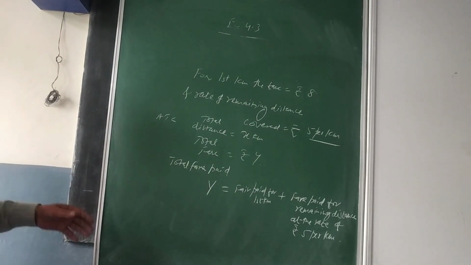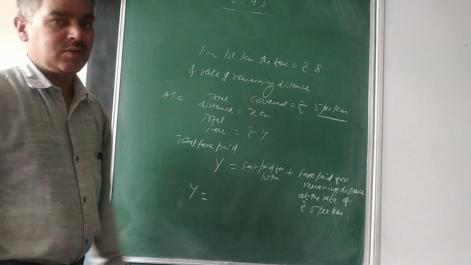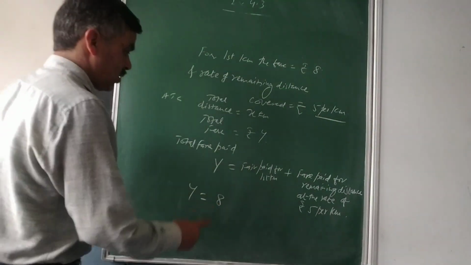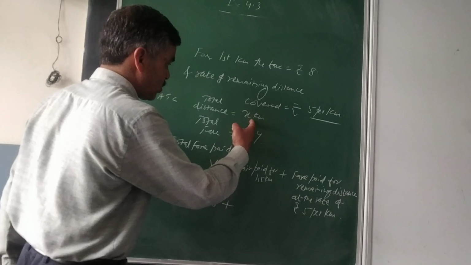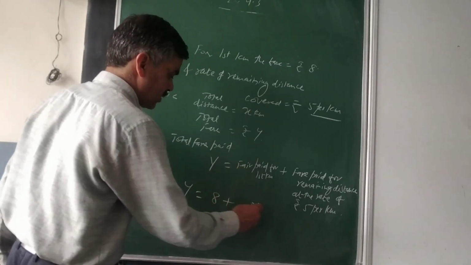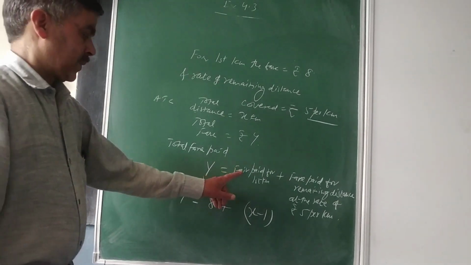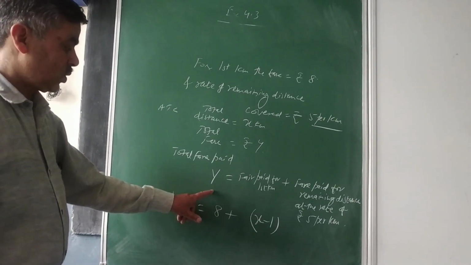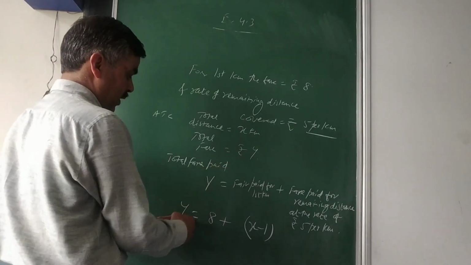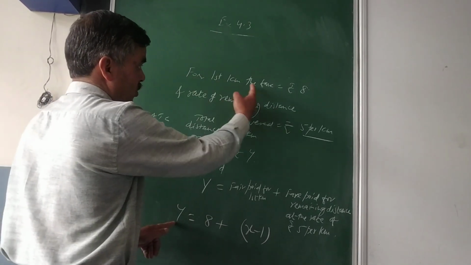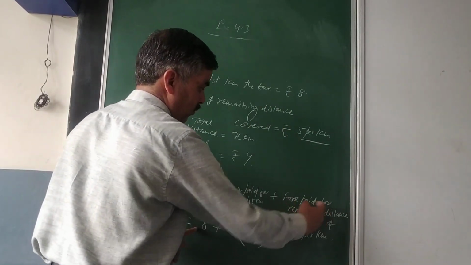Split it. Now look at this. Total fare is equal to y. Fare paid for the first kilometer is given, that is equal to 8. Now what is the remaining distance? If the total distance is x and the first kilometer is covered, the remaining distance is x minus 1. Remember this, here only the students commit mistakes. I am calculating the fare, so the fare will be in rupees. I have written rupees y here, and for the first kilometer rupees 8. So this is the fare paid for the remaining distance.